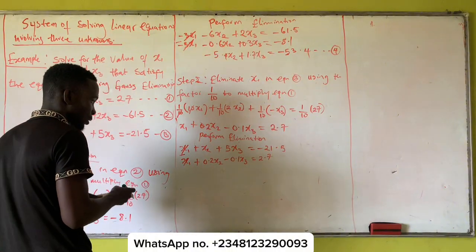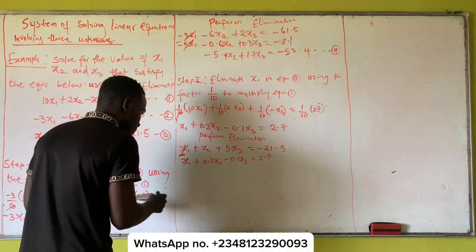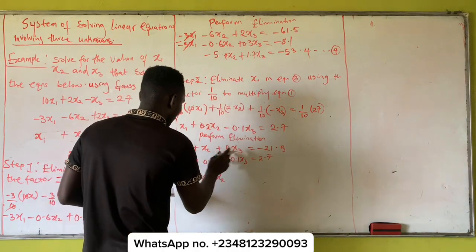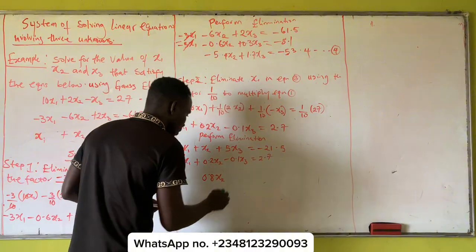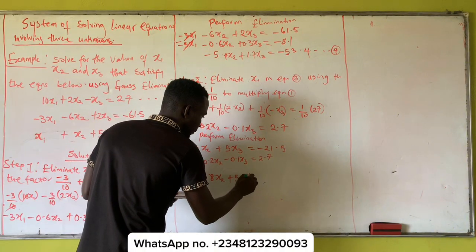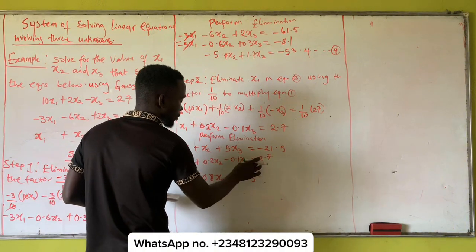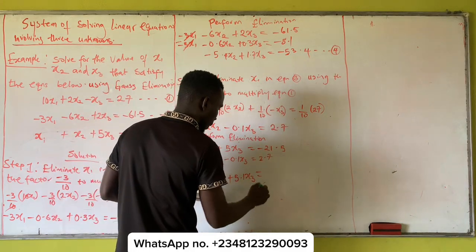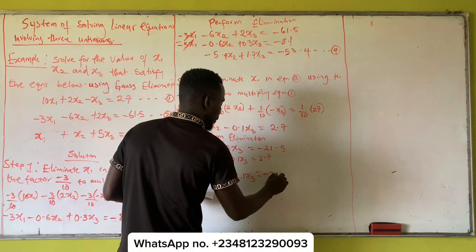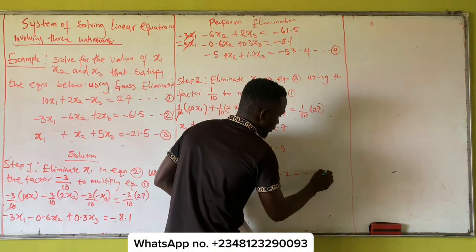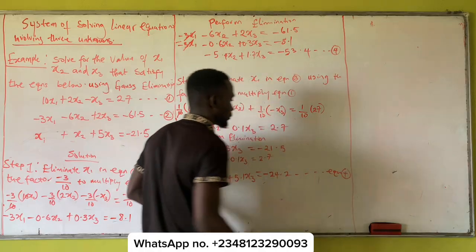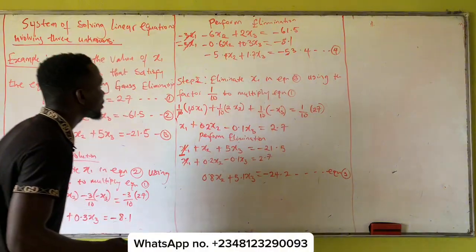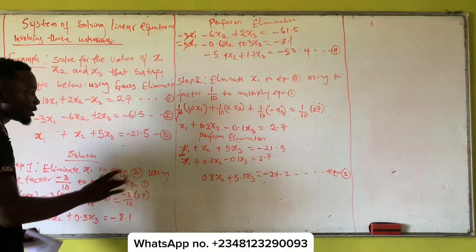1 minus 0.2 will give us 0.8x2. 5 minus minus, that is 5 plus 0.1, will give us plus 5.1x3 equal to minus 21 plus 5 minus 2.7. We are going to have minus 24.2. Now let's call this equation 5.